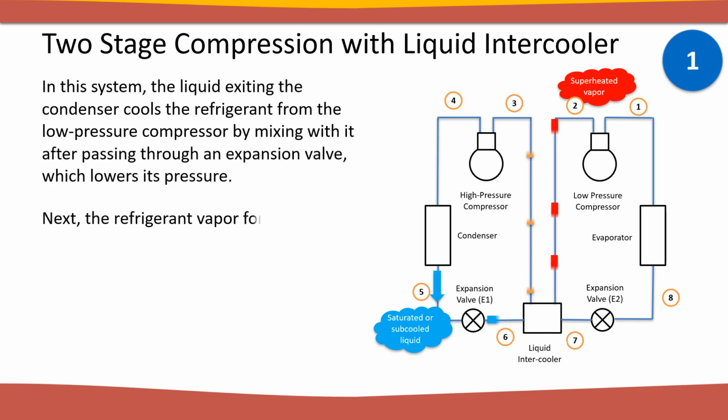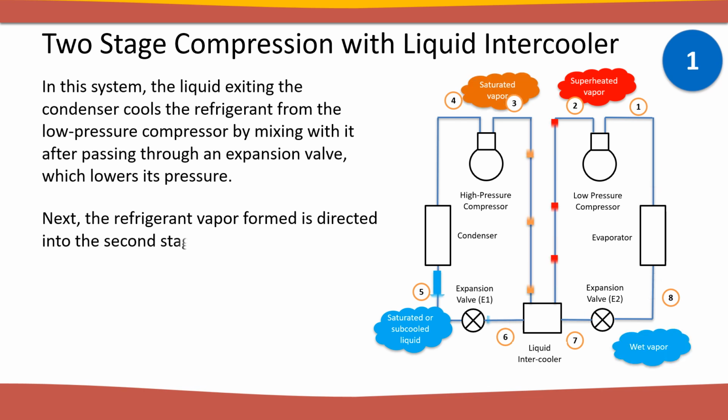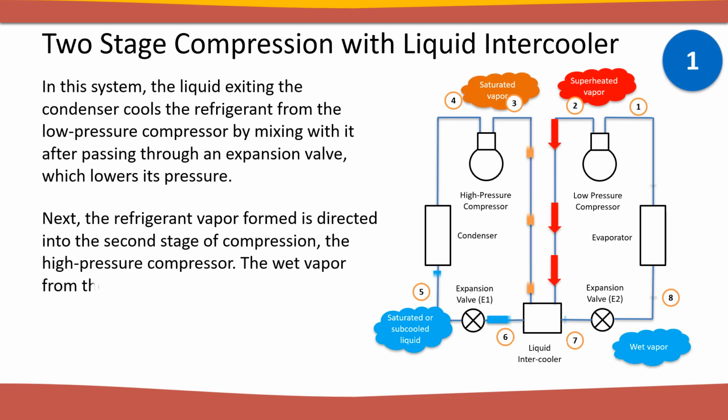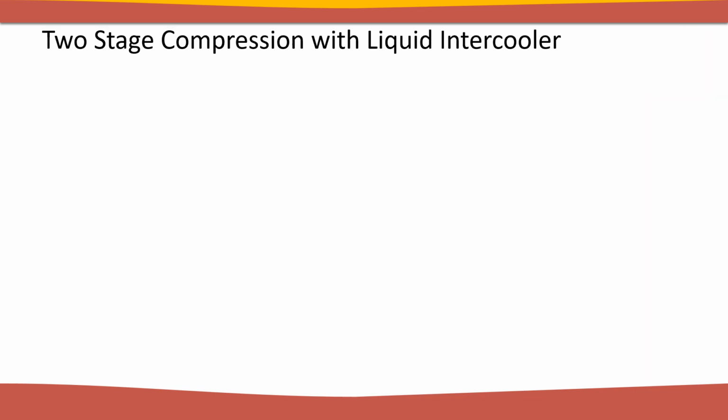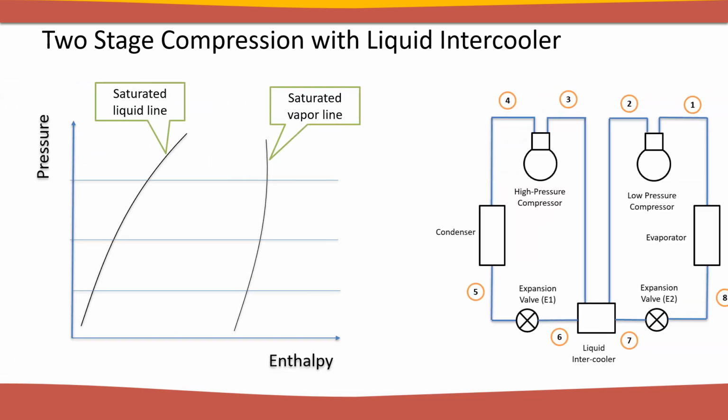Next, the refrigerant vapor formed is directed into the second stage of compression, the high-pressure compressor. The wet vapor from the intercooler is then expanded to the lowest pressure and passed through the evaporator. Now, let's analyze the pressure enthalpy diagram for a refrigeration system using two-stage compression with liquid intercooling.